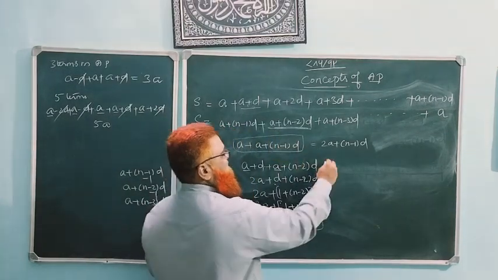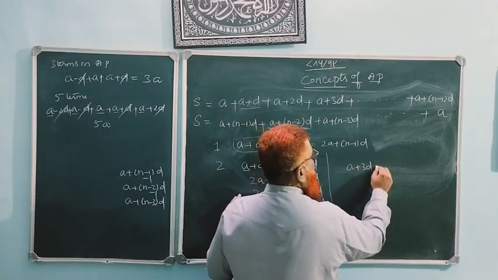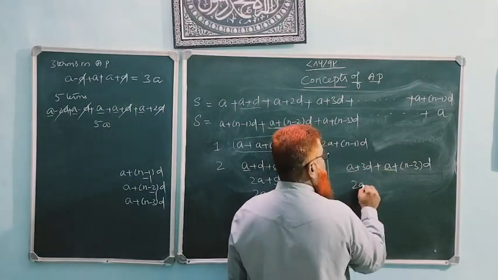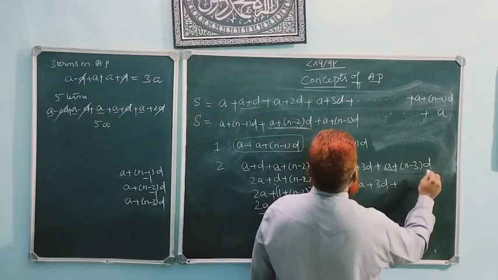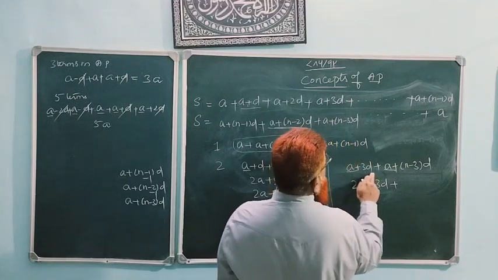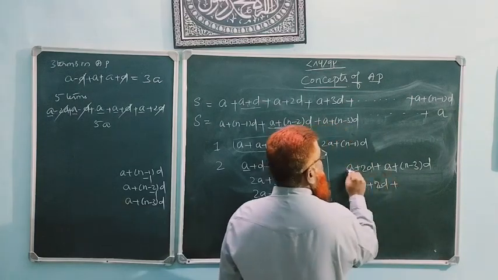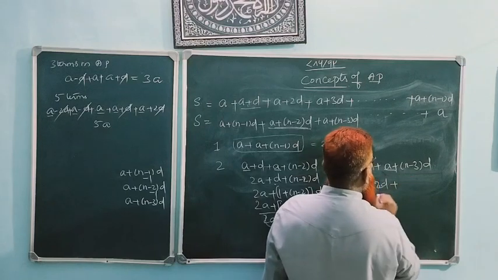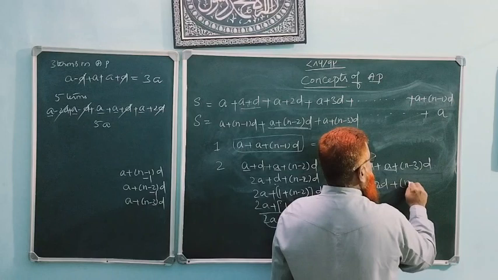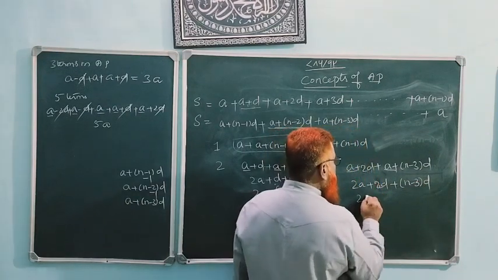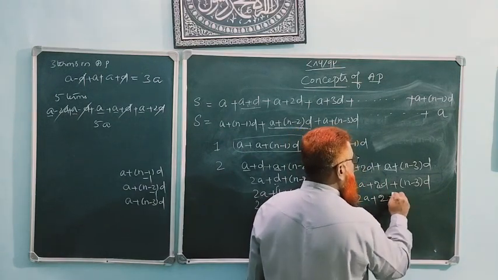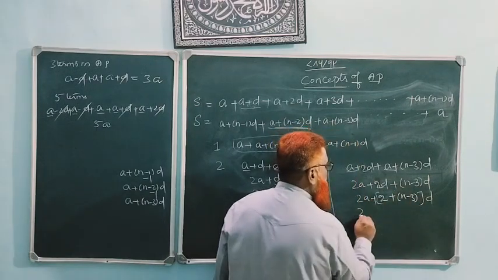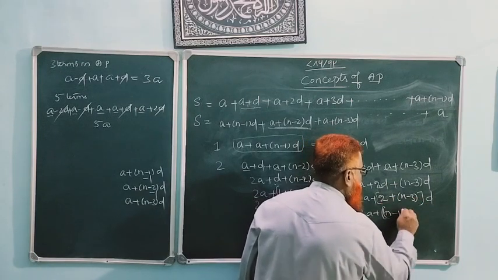Again the same terms, isn't it? The same way, when you add the third terms, A plus 2D and A plus (n minus 3) into D, A is common, so it is 2A plus 2D plus (n minus 3) into D. Take D as common: 2A plus (2 plus n minus 3) into D. D has come out from both terms. So 2 plus n minus 3 is n minus 1, into D again.